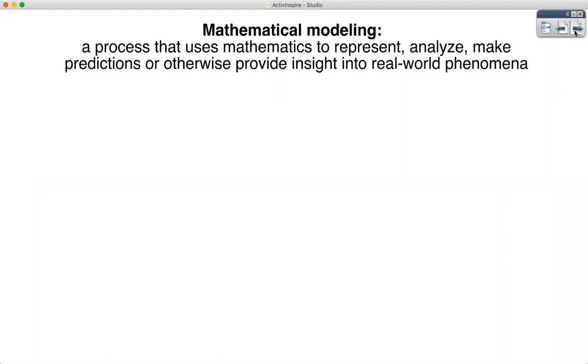Well, it's a process. It's a process that uses mathematics to represent, analyze, make predictions, or otherwise provide insight into a real world phenomena. You might be reading this and thinking, oh, this sounds just like a word problem. Actually, it's very different from a word problem, right? Some parts are similar in the sense that modeling prompts are also often expressed in words, but they definitely involve a lot more thought than a more straightforward word problem.